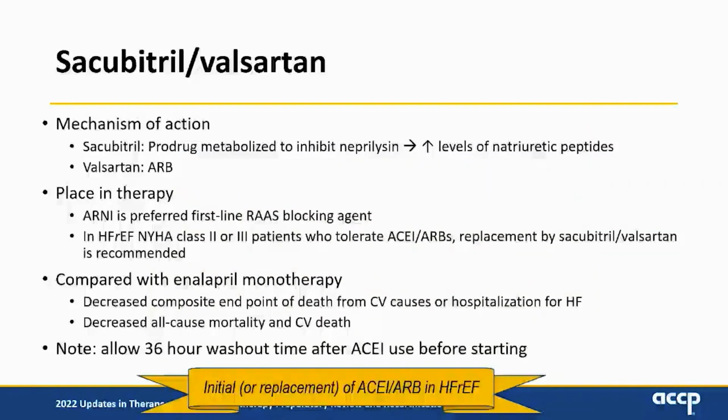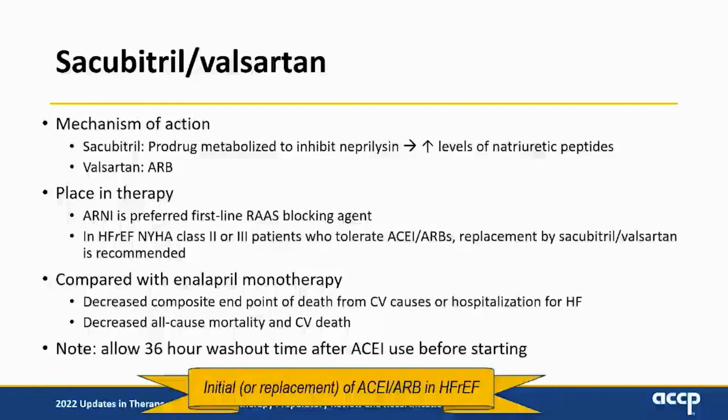Okay, so I already hinted and mentioned this ARNI before, sacubitril/valsartan. This is the newest drug in this drug class. You know that valsartan is an ARB already. What is sacubitril? Well, it is a prodrug, and then its active form inhibits neprilysin. So what neprilysin does is it increases our levels of endogenous natriuretic peptides.